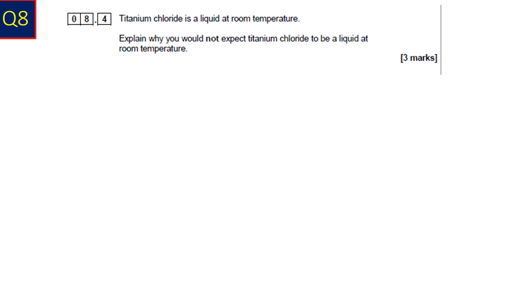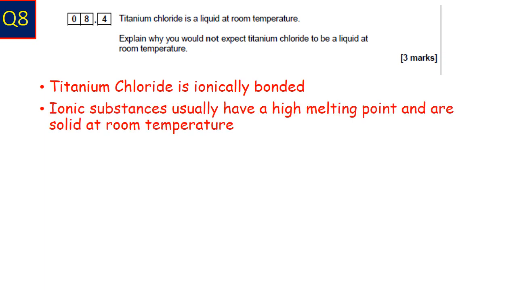So titanium chloride is a liquid at room temperature. Explain why we would not expect titanium chloride to be a liquid at room temperature. So we need to think about what type of bonding is going on here. We've got a metal and a non-metal, so titanium chloride is ionically bonded. Now, ionic substances normally form huge lattice structures, think sodium chloride, and so we would expect them to be solid because there are lots and lots of electrostatic forces to overcome.